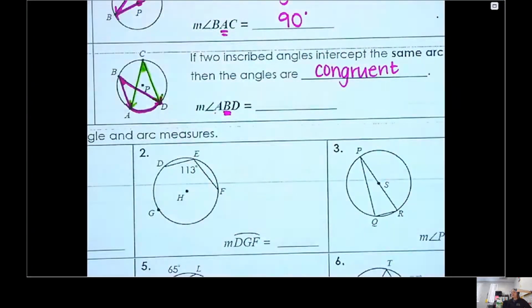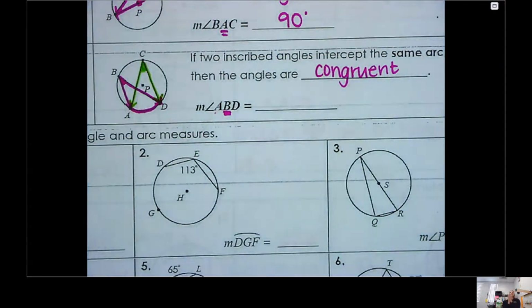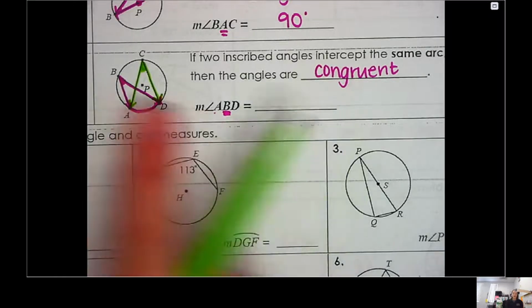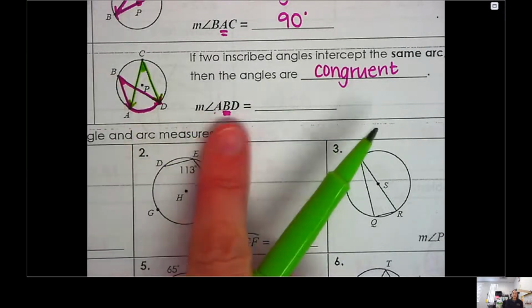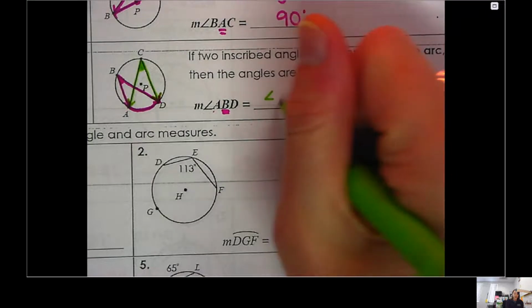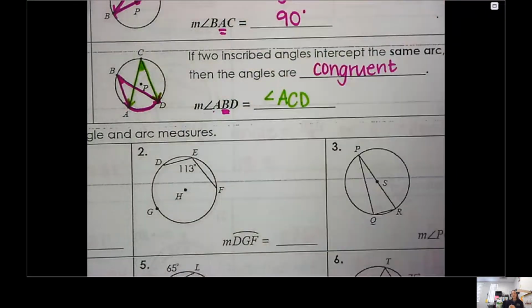It opens up to the same thing. So because they both open up to the same arc, that means they better be exactly the same measure because they're opening up to the same thing. So angle ABD, this one in pink, is congruent to angle ACD. They should be exactly the same because they're opening up to the same arc.